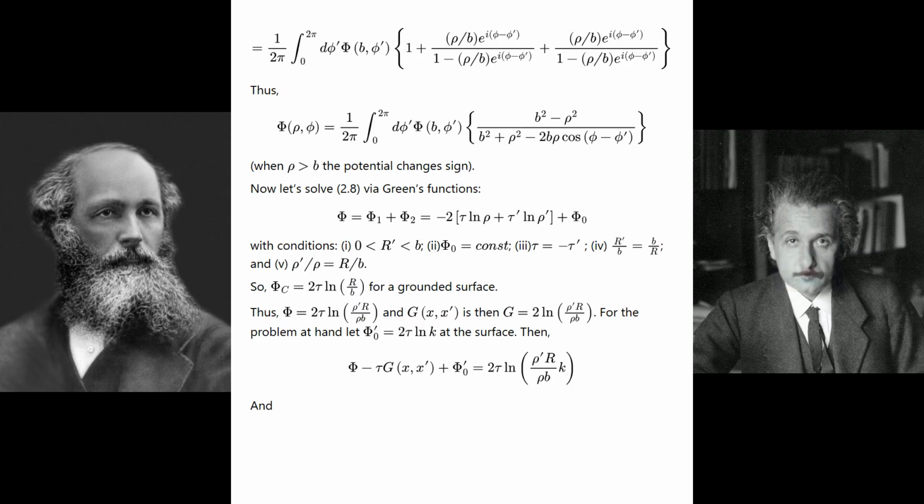So, phi sub c equals 2 tau ln of r over b, for a grounded surface. Thus, phi equals 2 tau ln of rho prime r over rho b, and G of x comma x prime is then G equals 2 ln of rho prime r over rho b. For the problem at hand, let phi sub 0 prime equals 2 tau ln k at the surface.